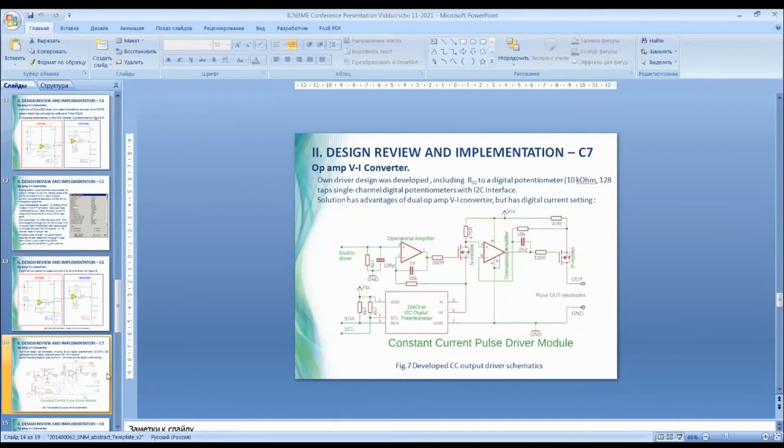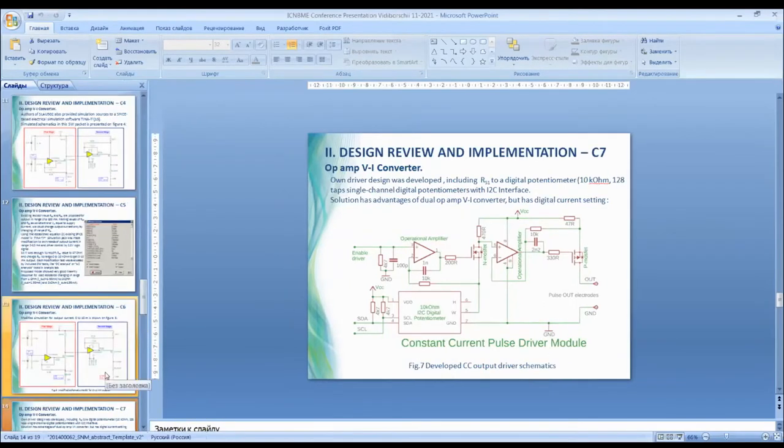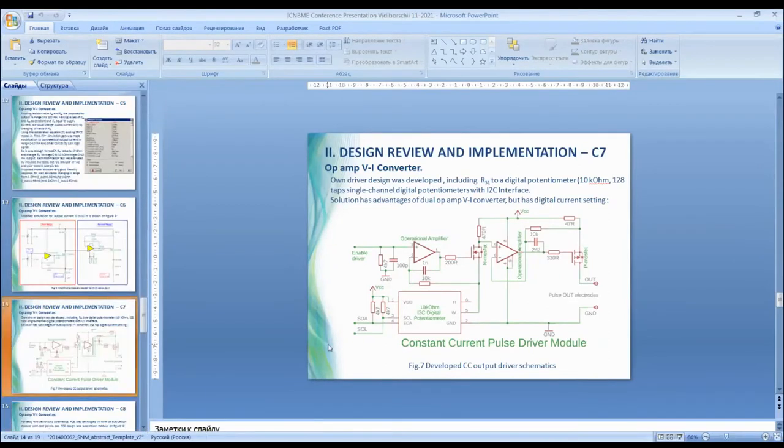And on the next slide, you will see the schematic developed in specialized software. It was in this case Autodesk Eagle. So here we combined all the information from existing literature resources. So we used the Texas Instruments application of double operational amplifier, and we added a digital potentiometer. So we have digital control of output current in this case in a range of impedance from almost 0, let's assume from 1 to 2000 ohms.